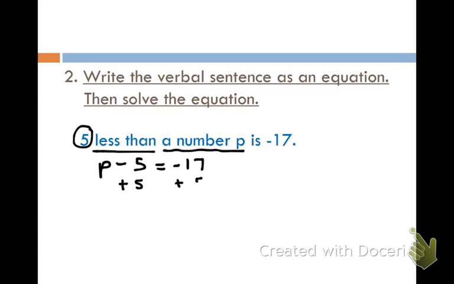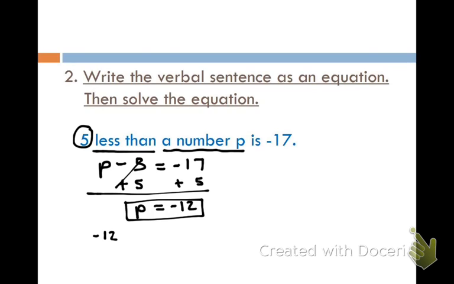Whatever I do to the left side, I have to do to the right side. These cancel out. I'm left with plain old p. What is negative 17 plus 5? Negative 12. Once again, it didn't tell you that you had to check, but if you want to go back and check it, negative 12 minus 5 equals negative 17. Same sign, add the numbers, keep the sign. Negative 17 does equal negative 17.